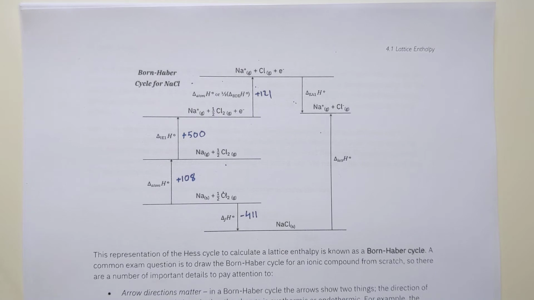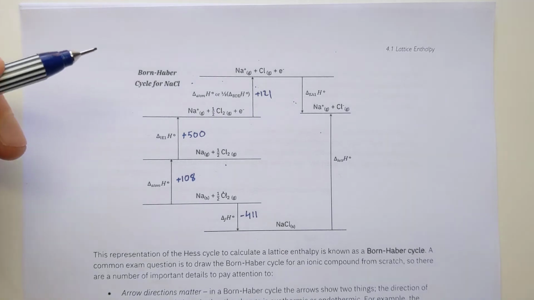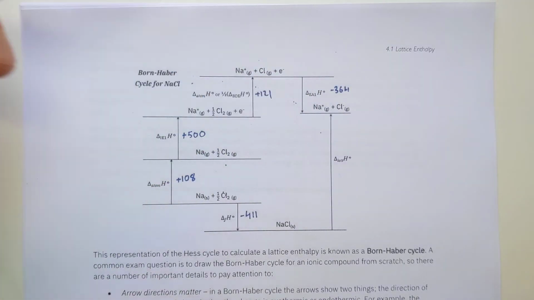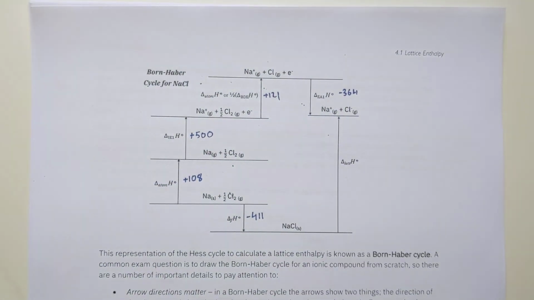Almost there. The electron affinity of chlorine is given as minus 364. Notice it has a minus sign because it's exothermic. That's why our arrow is pointing down. So now we've got our numbers transferred onto our Born-Haber cycle.